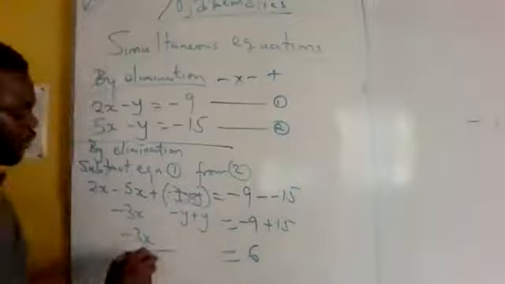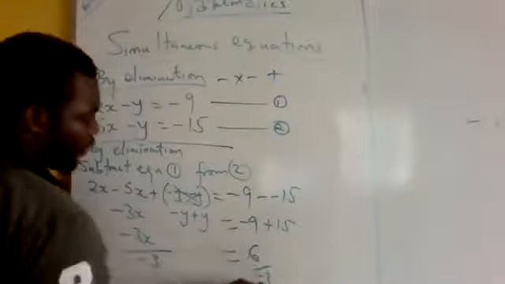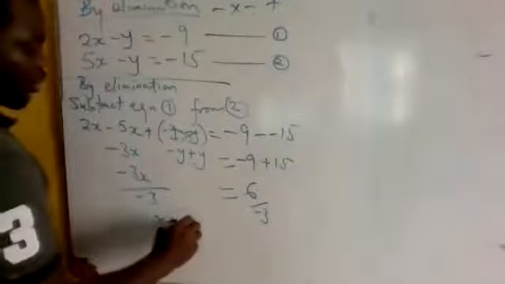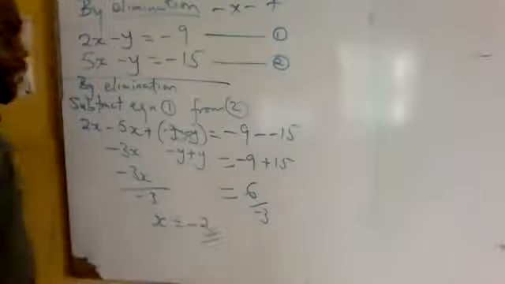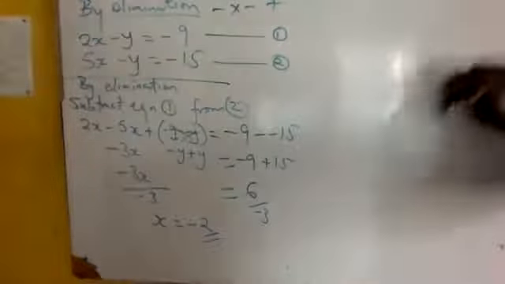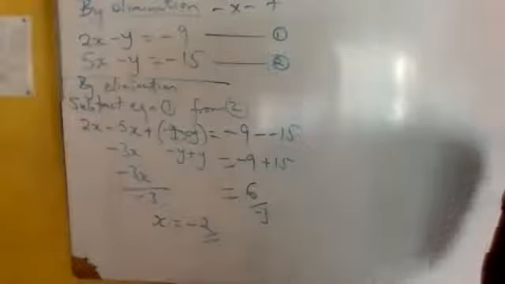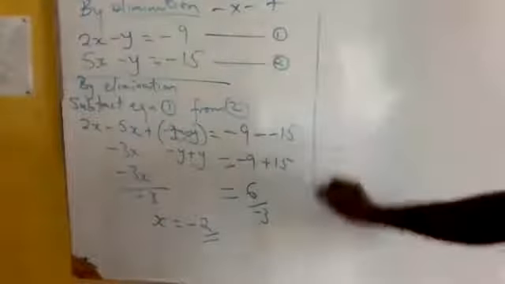What do we do? Divide both sides by minus 3. So that means x will be equals to what? Minus 2. That is our answer there. Good. So now we've obtained the value of x.